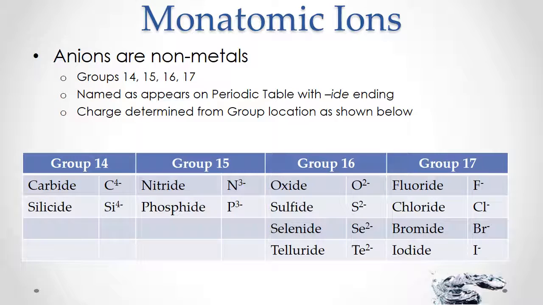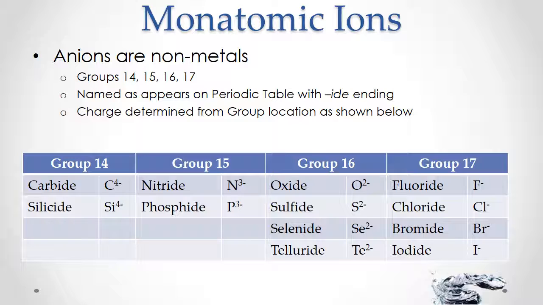Next, we can look at the anions. And our anions that are going to be monatomic are our nonmetals in group 14, 15, 16, and 17. These are all going to have a fixed charge, again, based on their group location. Group 14 will have a 4 minus charge. Group 15 will have a 3 minus charge. Group 16 will have a 2 minus charge. And group 17 elements, the halogens, will have a 1 minus charge.